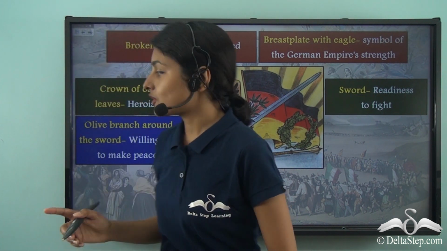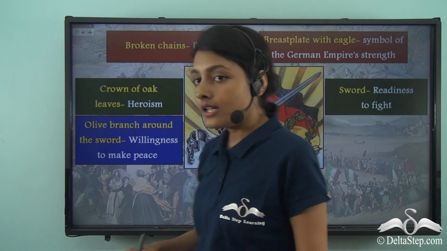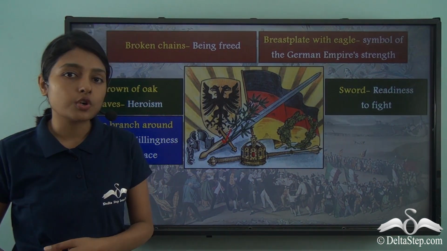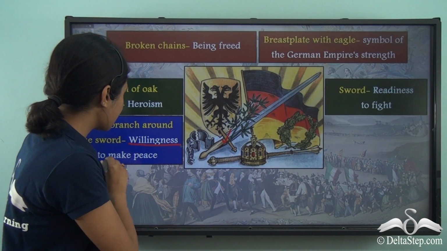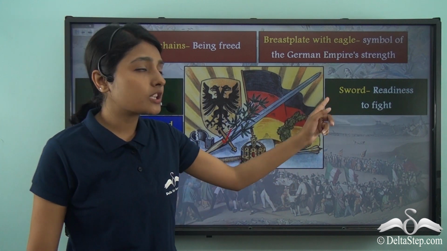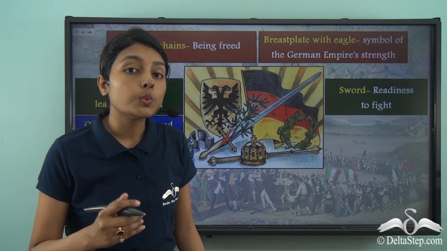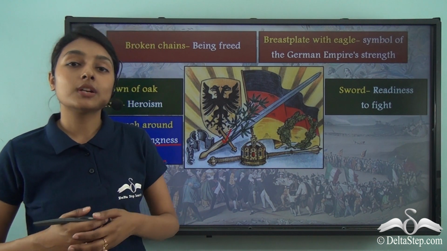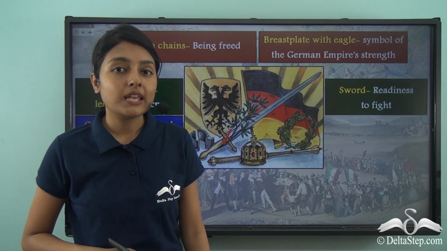After that, we also have the olive branch around the sword. Here we can see this olive branch around the sword. Now this olive branch around the sword stands for the willingness to make peace. So it does not mean that Germany will only go to war. Germany will go to war only when it comes to its own defense. At other times, Germany is willing to make peace.